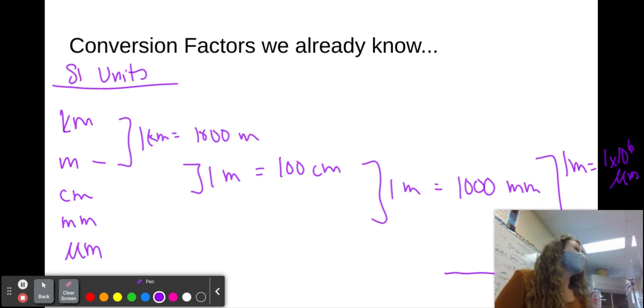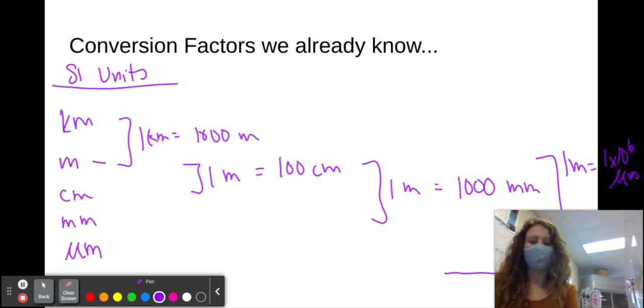Okay, so some of these we know already. Some of these we're at least familiar with. We've heard of these before, right? So there's more than just the 4 I listed on the board. But these are the ones that are especially useful in chemistry. So let's just deal with this. Well, notice I've written them all as equivalent statements. We can write them all as conversion factors as well, right?